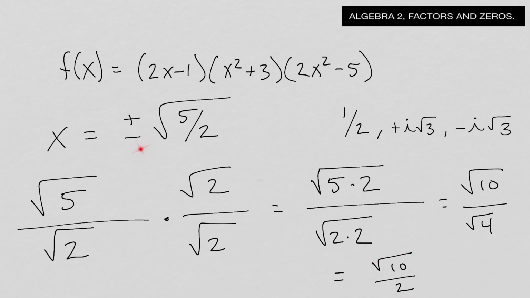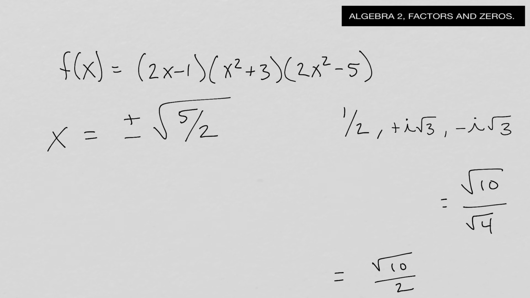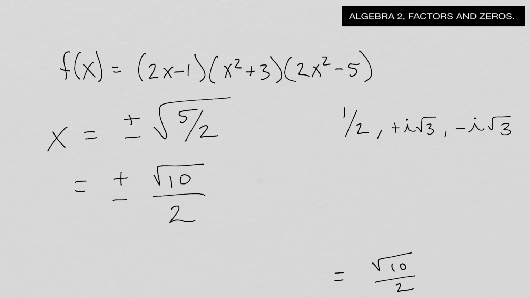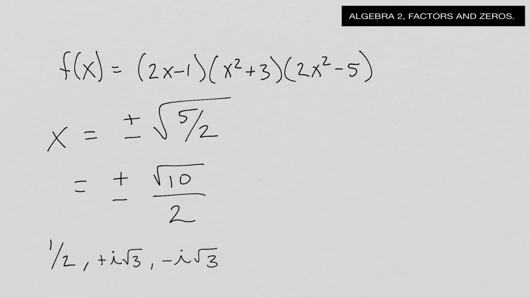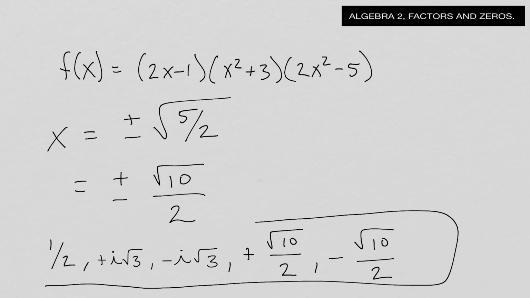And remember that we have this plus or minus, so we need to add that plus or minus there. So this equals plus or minus the square root of 10 over 2. Here are our zeros: we add a positive square root of 10 over 2 and a negative square root of 10 over 2. And here are all our zeros for this function.